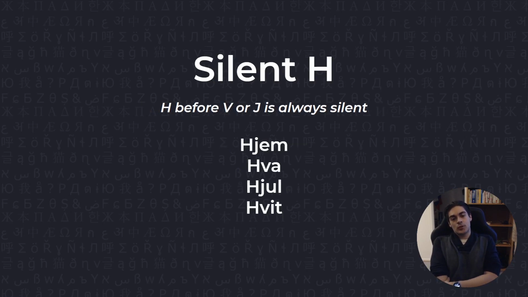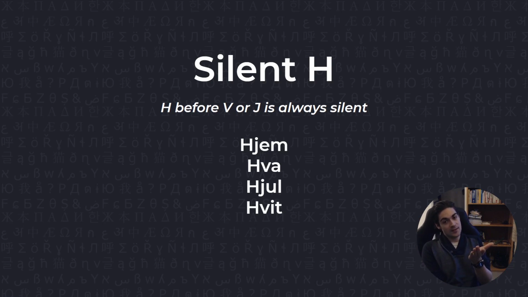Silent H. H before V or J is always silent. Take for example, hjem, hva, jul, hvit.